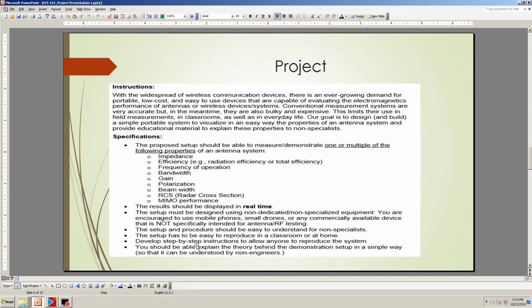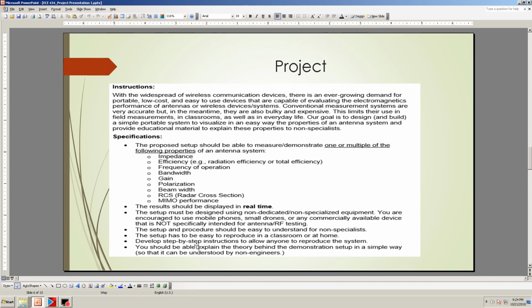So this was our project, one of the topics that we were assigned. It states that with the widespread use of wireless communication devices, there's an ever-growing demand for portable, low-cost, and easy-to-use devices that are capable of evaluating the electromagnetic performance of antennas or wireless devices and systems. Conventional measurement systems are very accurate, but in the meantime, they're also bulky and expensive. This limits their use in field measurements, in classrooms, as well as in everyday life.